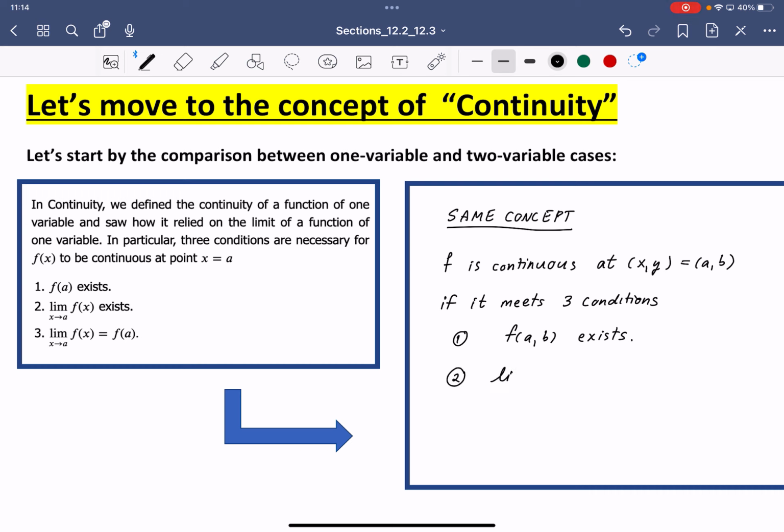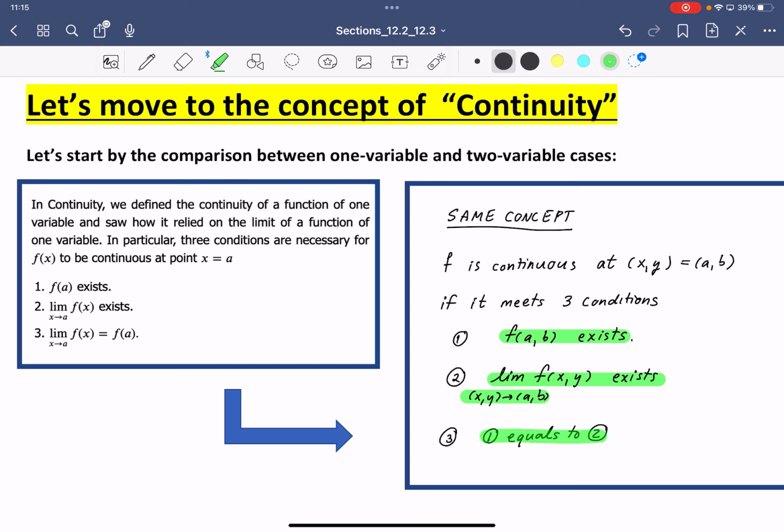Number two, you need that the limit of f(x, y) as (x, y) goes to (a, b) exists. So this is the case that you have to compute the limit again, because you need condition number two, that the limit exists. And the last one, number one equals number two. If you have these three conditions, then you can conclude that the function is continuous at the point (a, b). This is how to check that the function is continuous at the point (a, b).